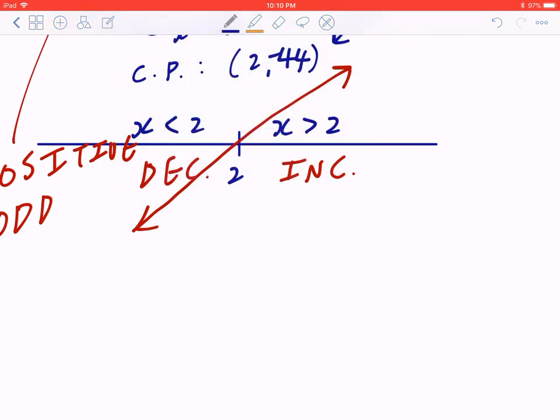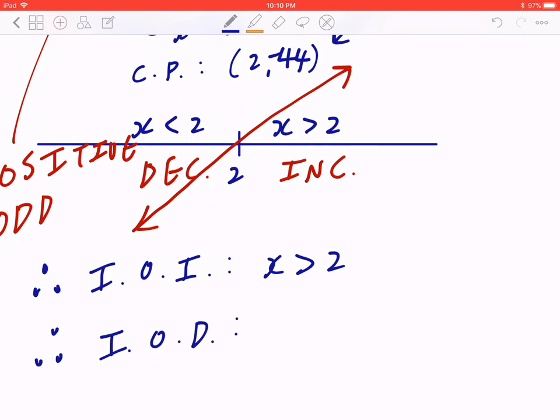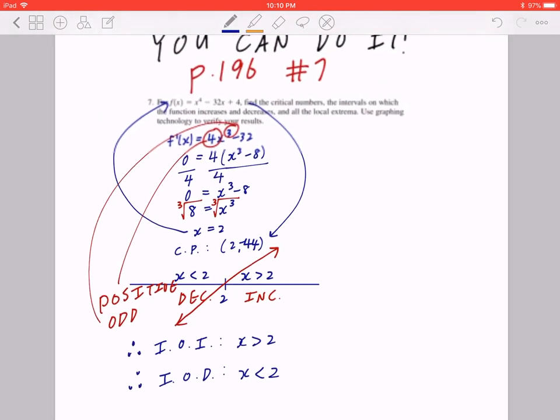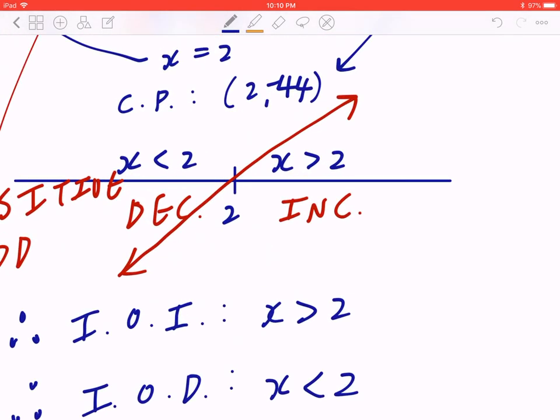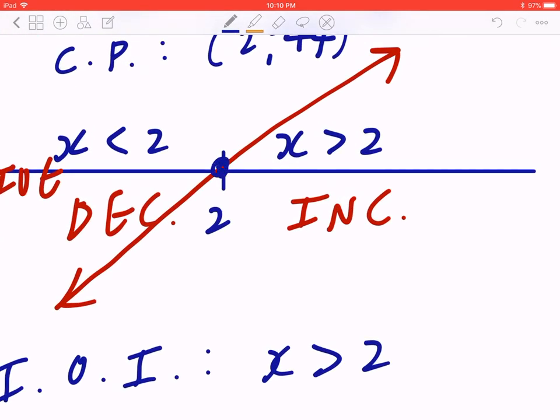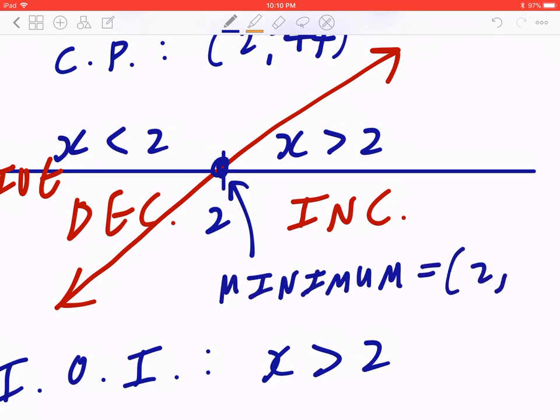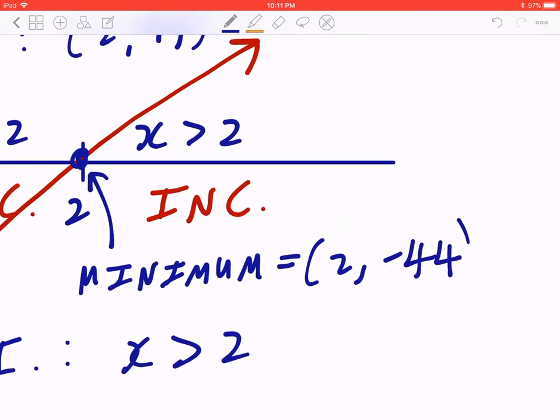So the interval of increase is when x is greater than 2. The interval of decrease is when x is less than 2, just like that. So we found the critical numbers, we found the intervals of increase and decrease, and the local extrema. Of course, if you think about the first derivative test, the fact that the function is decreasing, then it increases, this is going to be a minimum. And the minimum is at 2, negative 44.